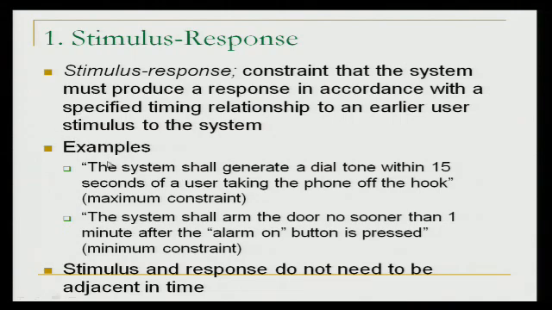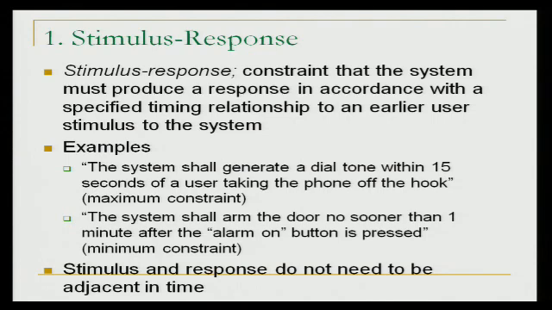Here's an example. I wrote some requirements just to try to give you a feel for this. Again, stimulus, I get something in, and then I put something out. A maximum constraint would go like this. The system shall generate a dial tone within 15 seconds of a user taking the phone off the hook. So in other words, what's the stimulus? Phone off the hook. The response is dial tone. So this basically says, from that stimulus, I have 15 seconds to complete something, in this case produce a dial tone, or the requirement fails. That's called a maximum constraint. But there are also minimum constraints. Let's look at the second one.